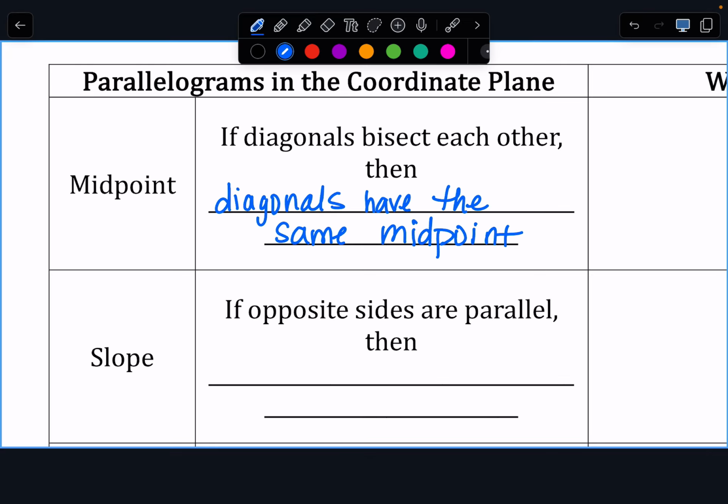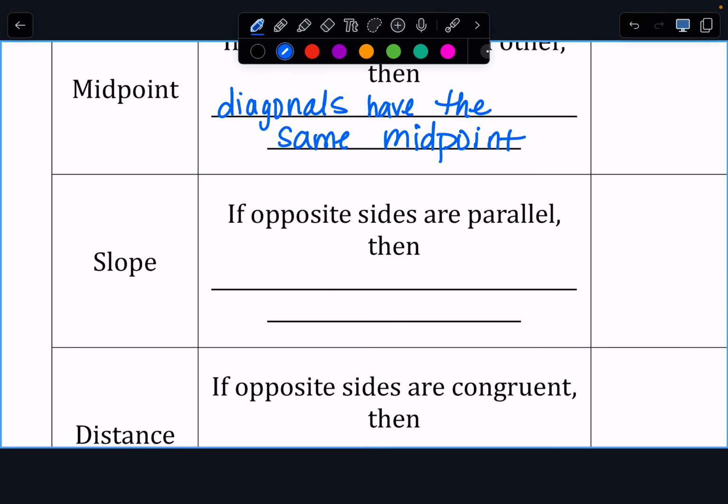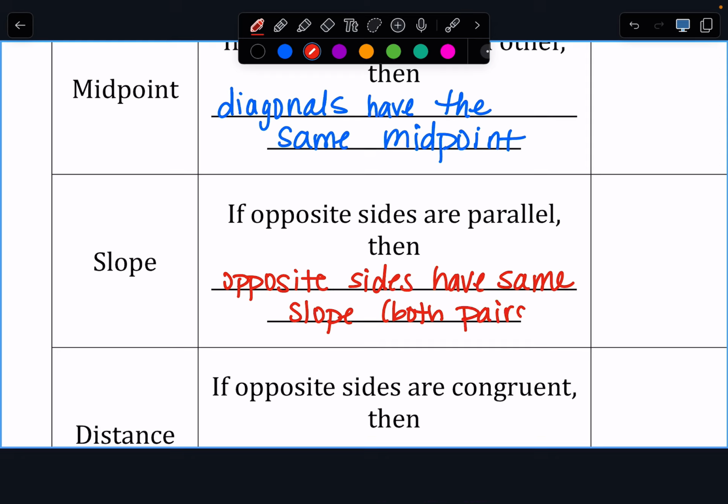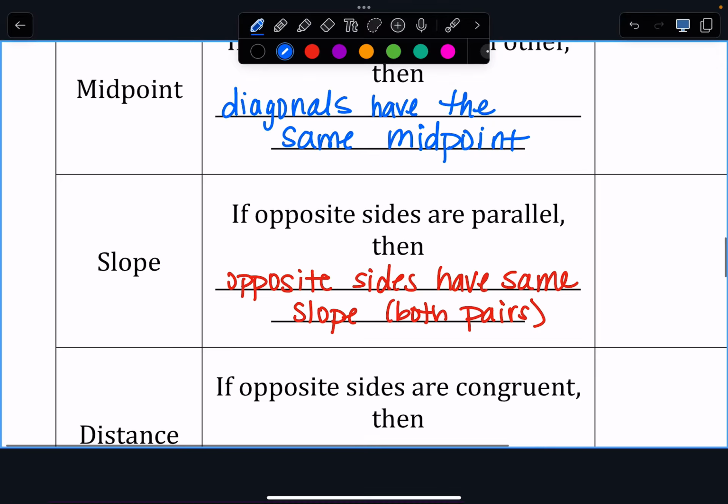Or we could use the slope. What would the slope help us figure out? If opposite sides are parallel, then opposite sides have the same slope. We would have to check both pairs. So how many slope formulas would we be doing? 4. Okay. So here we would be doing 2 midpoints. Here we would be doing 4 slopes, because you have to check both sets of sides.